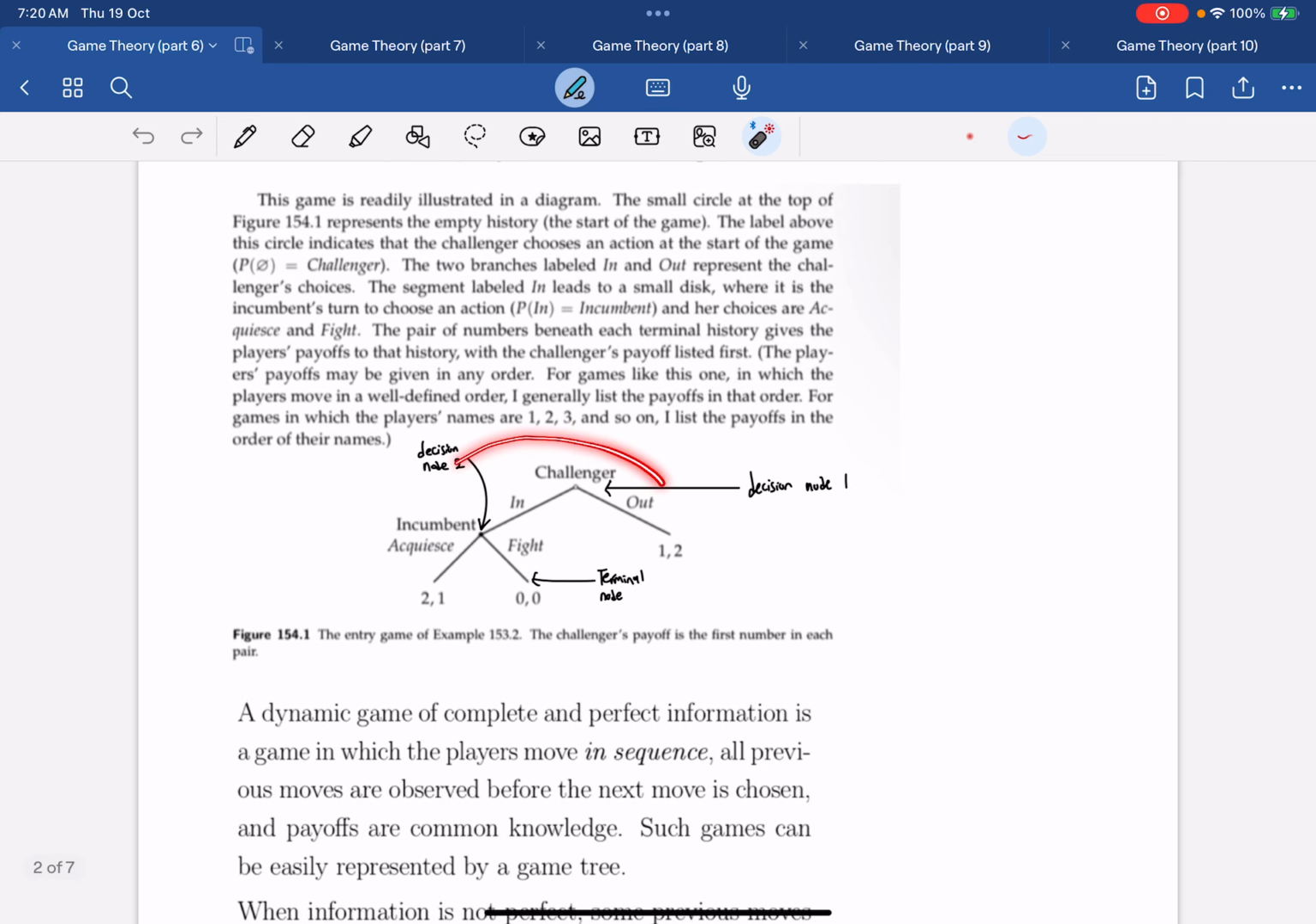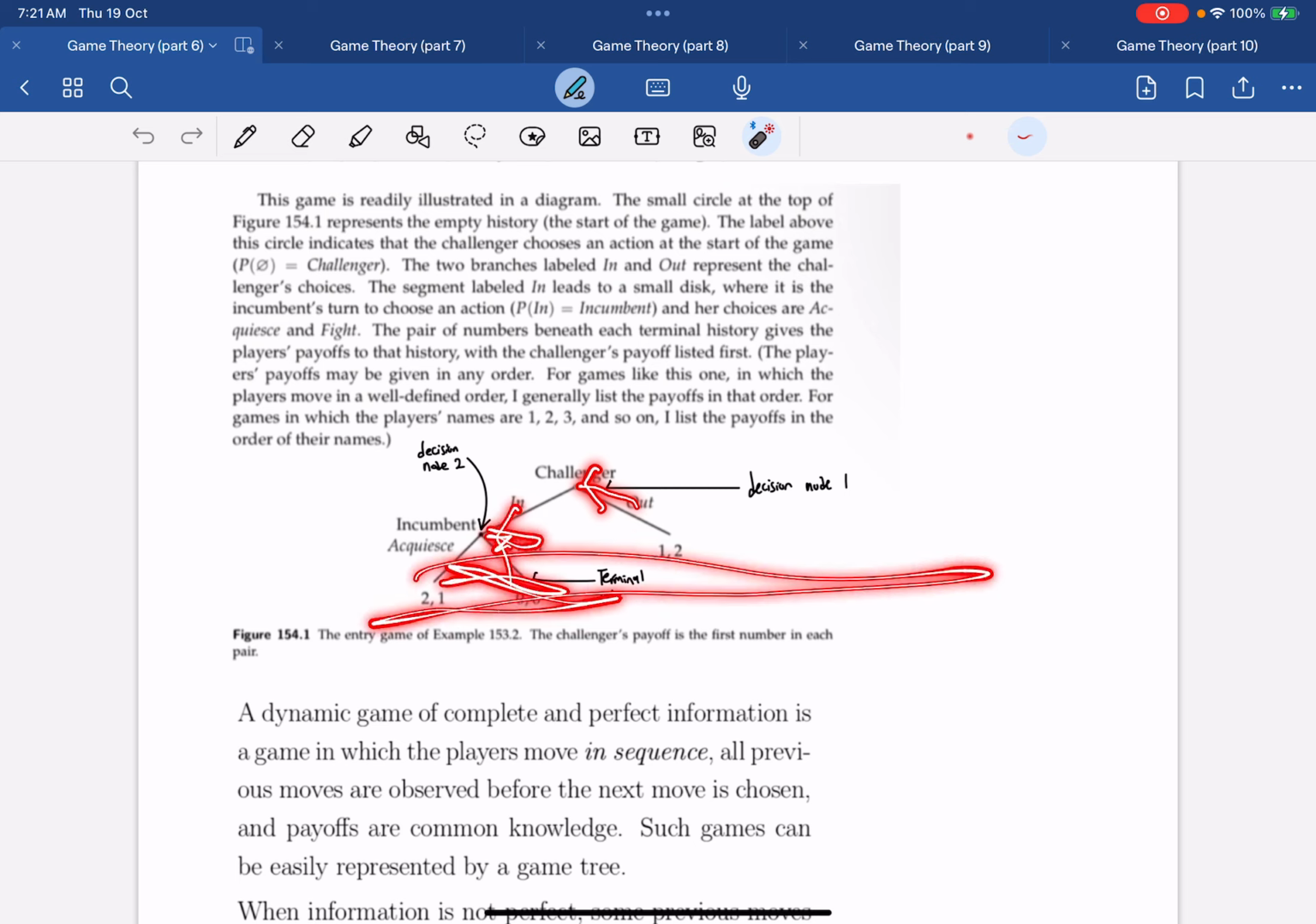We can illustrate it with a tree model. Basically the challenger first chooses in or out. If he goes out, then the payoff is 1, 2, where it is common to write the first player's payoff on the left and the second player's on the right. If you go in, then the incumbent now has the chance to choose fight or don't fight. If he doesn't fight, then the challenger gets 2 and he gets 1. If he fights, then both lose. These are known as the decision nodes, and the final line is known as the terminal node.